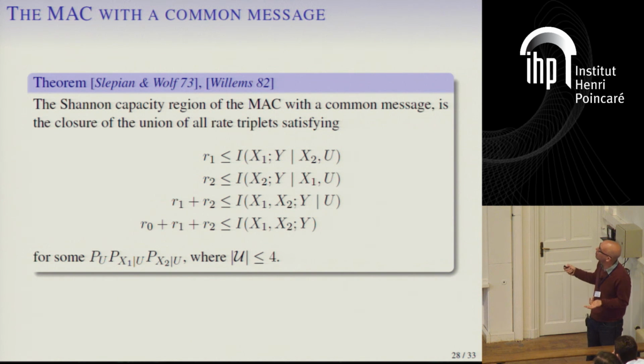There is a result by Slepian and Wolf and Willems that characterizes exactly what can be achieved over a multiple access channel with a common message. This depends on an auxiliary random variable, which is typical in information theory, but the cardinality of this variable can be bounded by 4. So this can be solved. This is a finite dimensional optimization problem. If we connect these two, we get a bound.